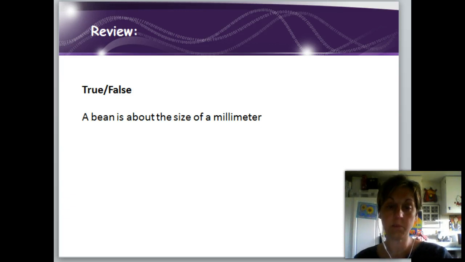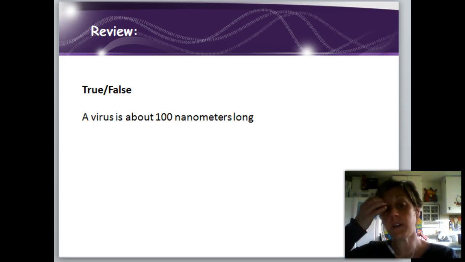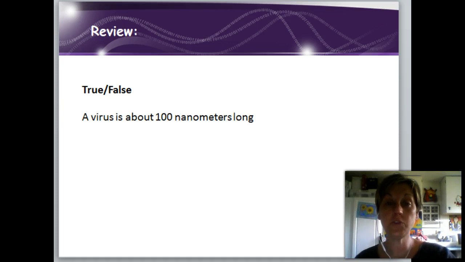True or false? A bean is about the size of a millimeter. That is false. A bean is about the size of a centimeter. True or false? A virus is about 100 nanometers long. This one is true. Alrighty.